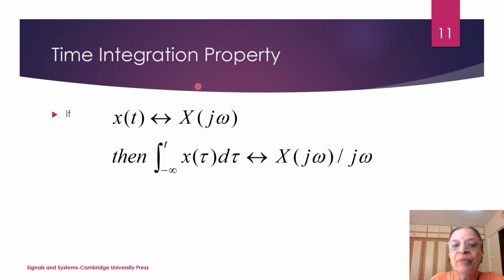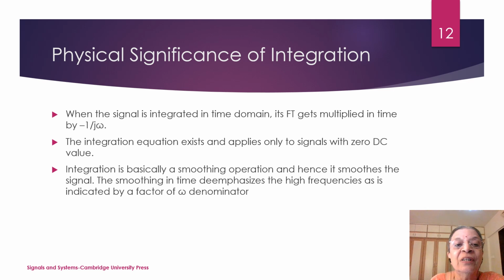Time integration property. Now instead of x of t, if you have the integral from minus infinity to t of x of tau d tau, that is, the signal is integrated up to time t, then what happens to the Fourier transform? The Fourier transform gets divided by j omega. So what is the physical significance? When the signal is integrated in the time domain, its Fourier transform gets multiplied by 1 upon j omega.